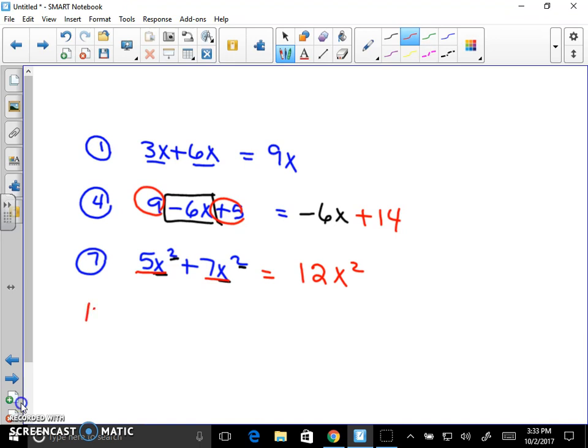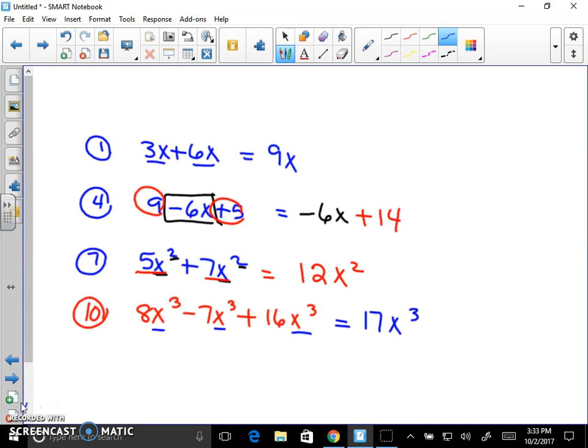Let's look at number 10. So we have 8x to the third minus 7x to the third plus 16x to the third. Every single variable is an x raised to the third power. So they're all like terms. So we're going to say 8 minus 7 plus 16. 17x to the third.